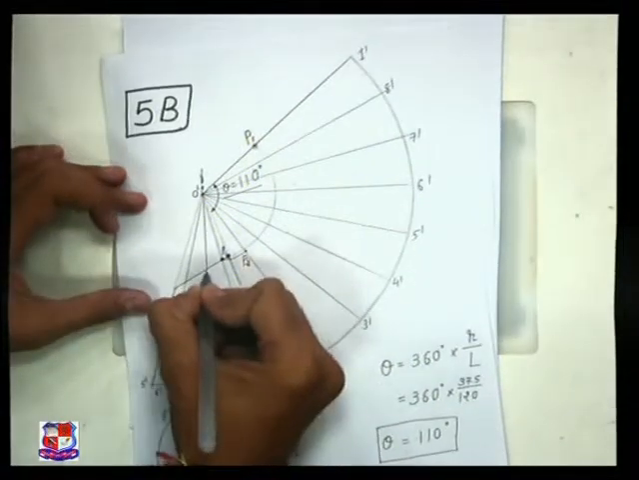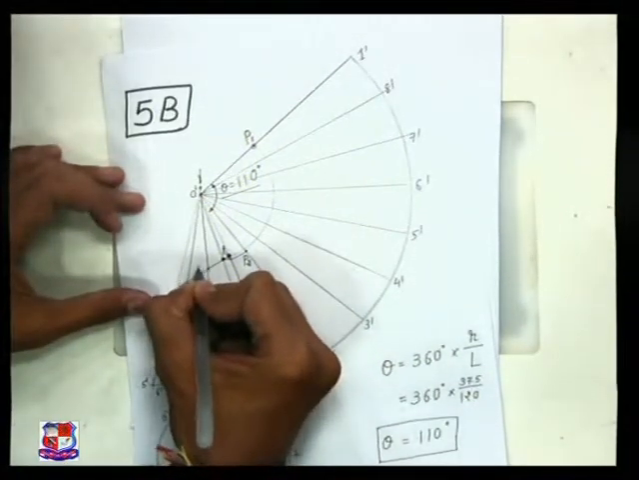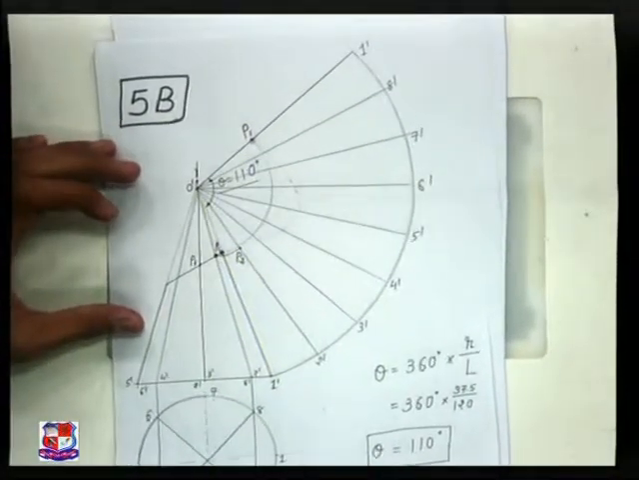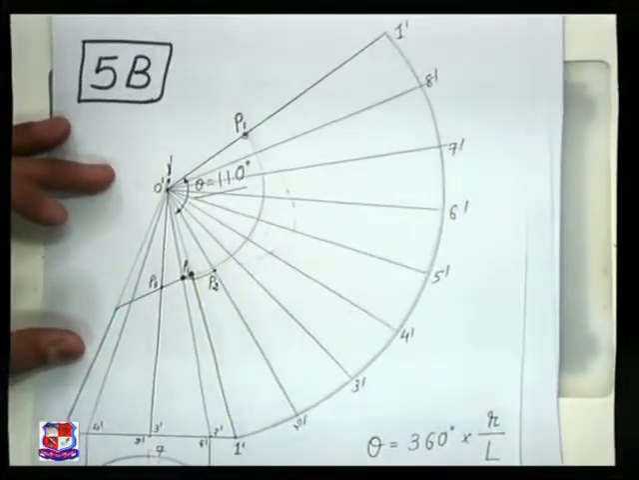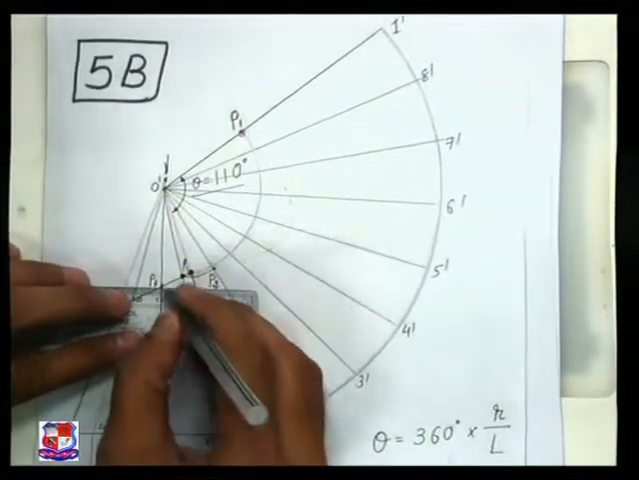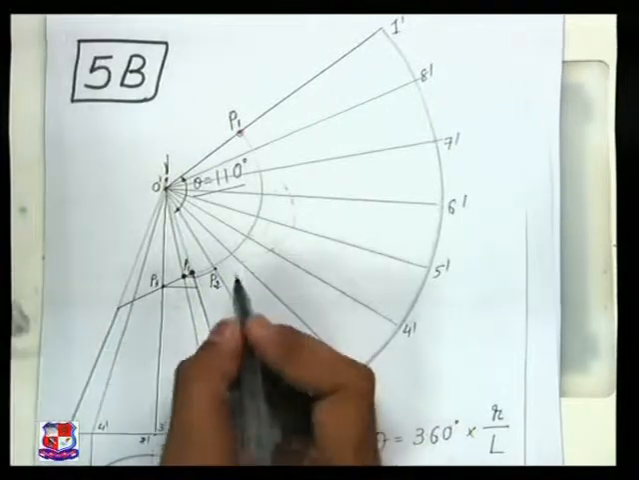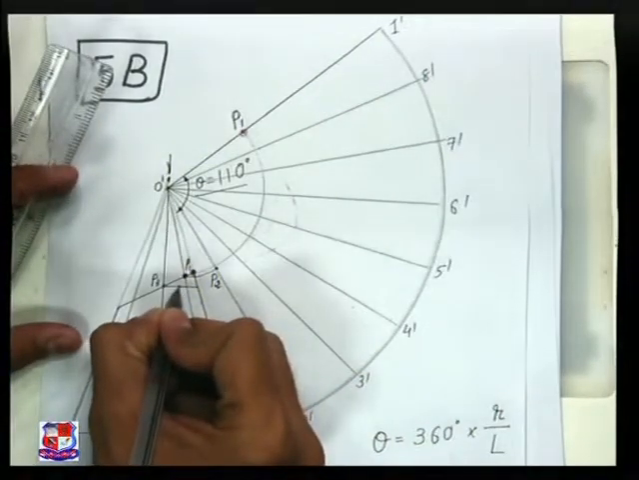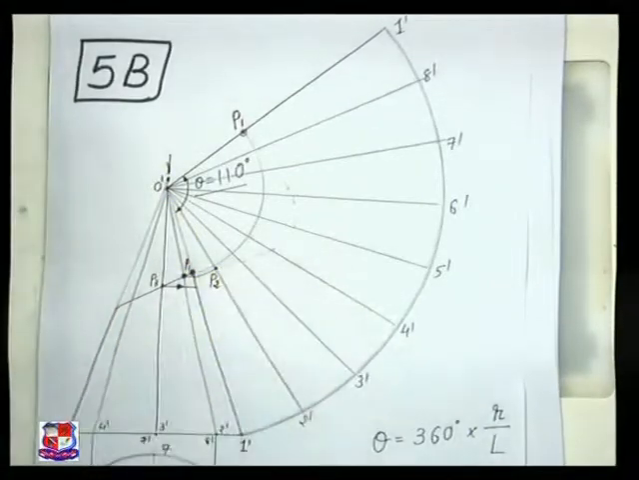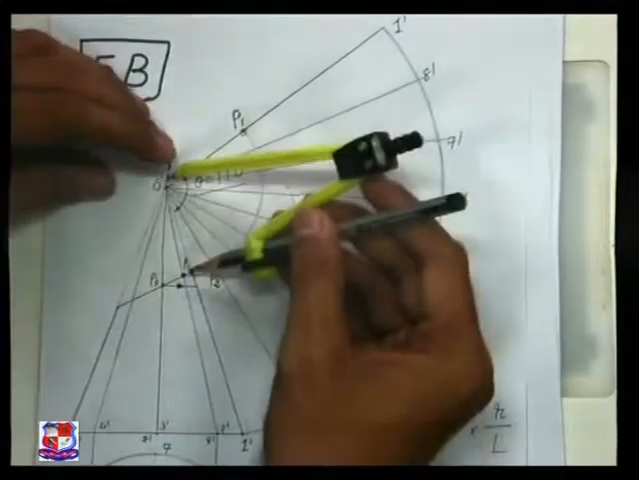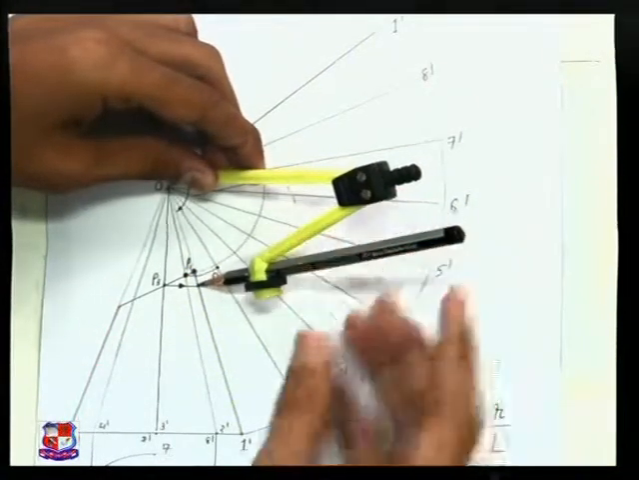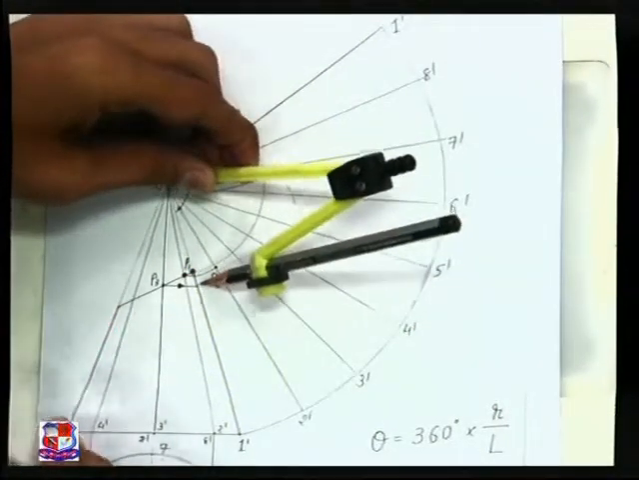Similarly, point number 3 is here. Say point P3 is here. Here is point P3. So from that point, draw a horizontal line like this that will cut this true length of the generator, that is O dash 1 dash, at one point somewhere here. Now take O dash as a center, O dash to this point as a radius, and draw an arc like this.